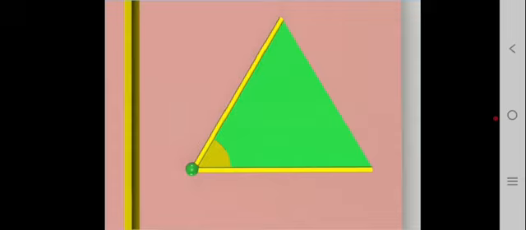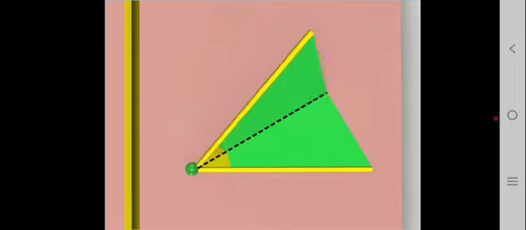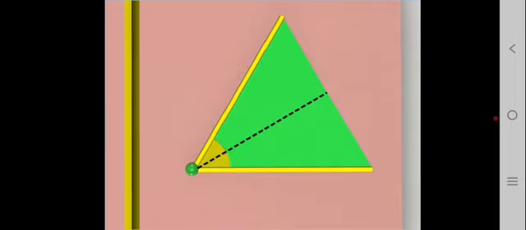Consider an angle of any measure. If you fold it along its bisector, you observe that the two halves of the angle are exactly same. Thus, an angle has one line of symmetry represented by its bisector.